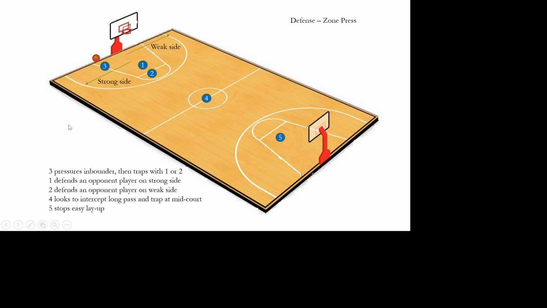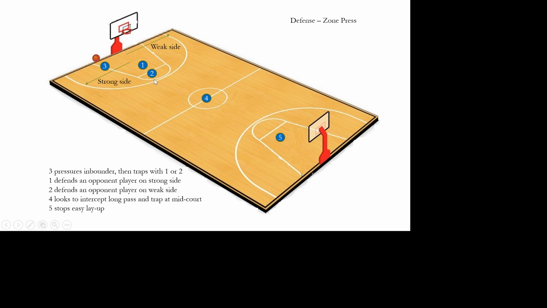Now let's talk about what we call zone press. Now remember, with a zone, you've got an area to cover. So with this, we're going to put 5 all the way down here. He's got this whole area down here for the zone that he's got to worry about. Nobody's going to come along and get an easy layup. 4 has got the middle area, so he's going to guard against any long passes to mid-court, and he may help trap people here, double team them whenever the ball comes into this area. 3 is going to guard the ball.